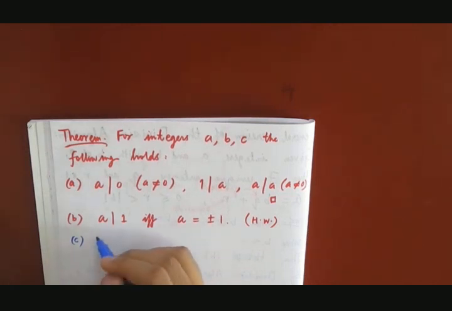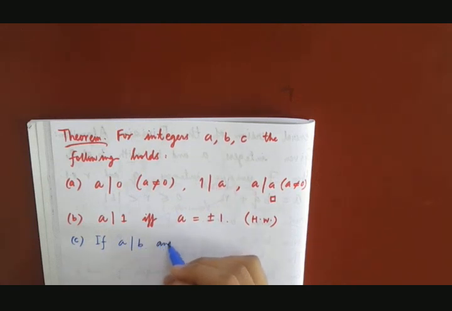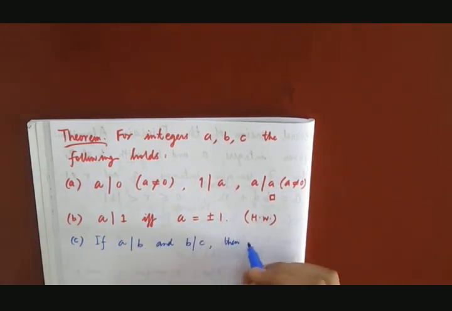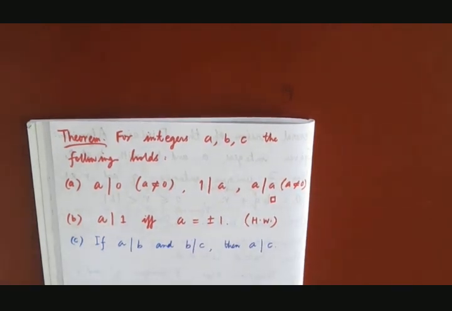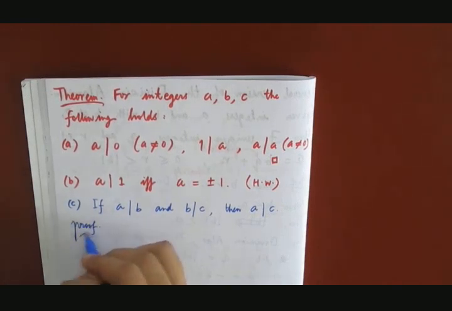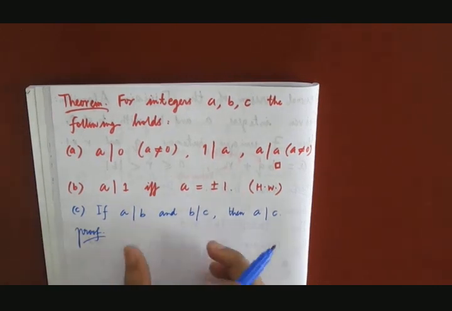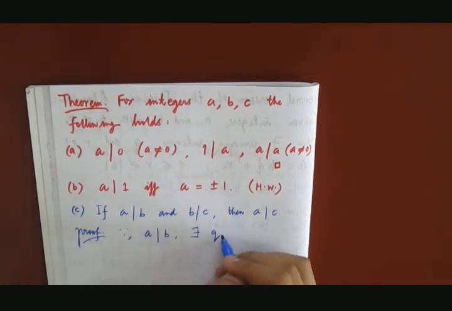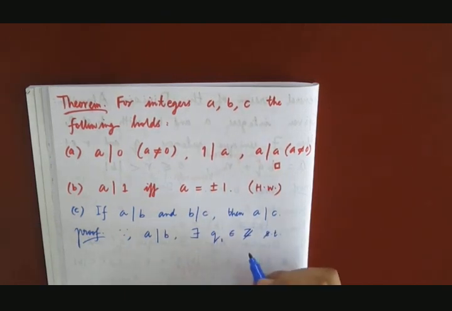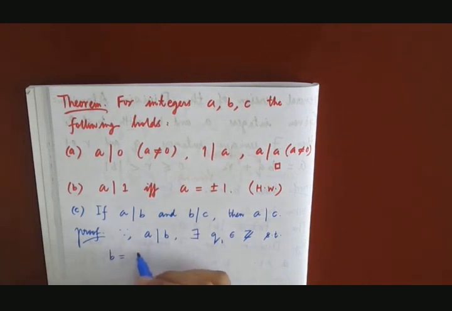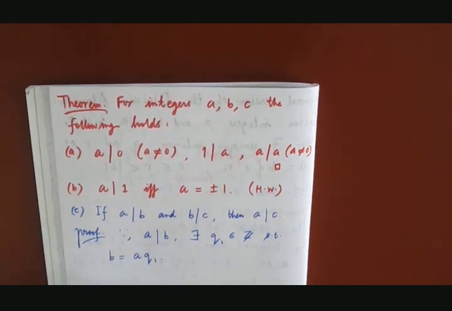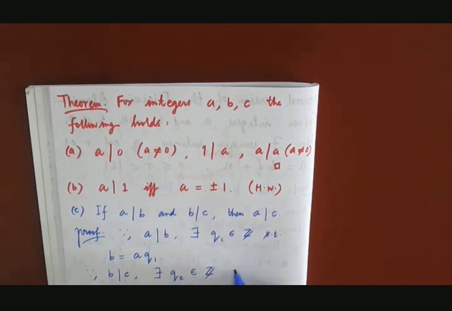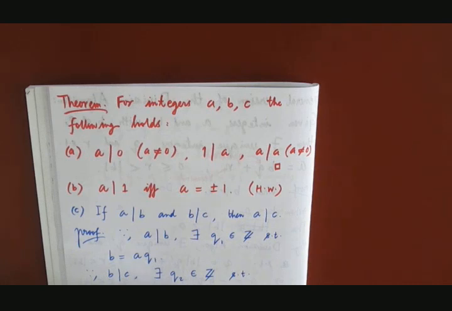Number three is: if a divides b and b divides c, then very obviously, a divides c. Okay, I'll do the proof for number three. Suppose a divides b and b divides c, these two are given to you, and you have to prove this. So since a divides b, there exists q1 over Z, just by the definition of divisibility, such that b can be written as a times q1. Do you agree with me? Just by the definition, a divides b means b can be written as a times some integer, right? And since b divides c, there exists q2 over Z such that c can be written as bq2.